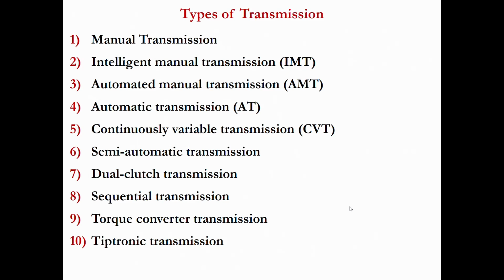Then there are different types of transmission. The first one is manual transmission, then intelligent manual transmission, automated manual transmission, automatic transmission, continuously variable transmission, semi-automatic transmission, dual clutch transmission, sequential transmission, torque converter transmission, and Tiptronic transmission. These are some of the different transmission systems available in currently available automobiles.